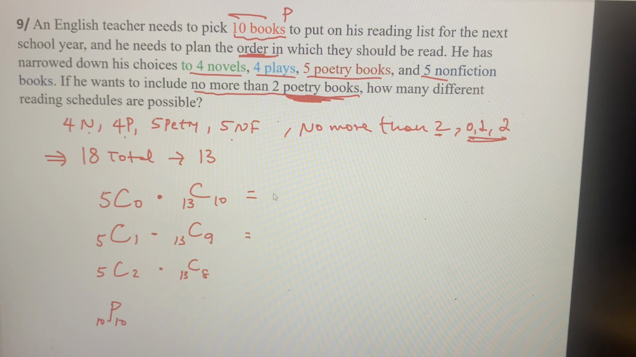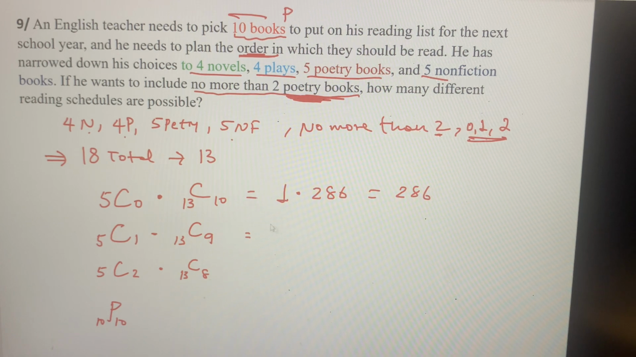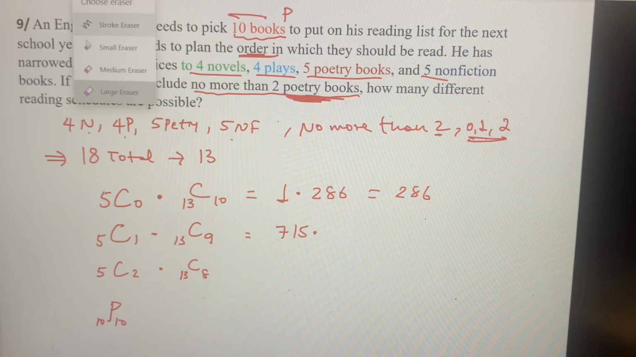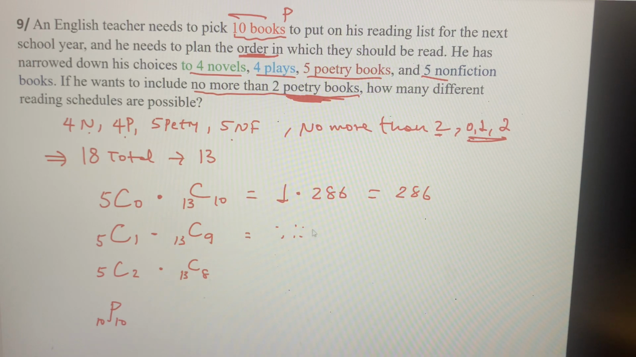C5C0 is simply 1, times 13 combination 10, which is 286. When you multiply that, it will give you simply 286. And again, for the second, 5 combination 1 is 5. Sorry, I made a mistake here. This is simply 5. C1 is 5.